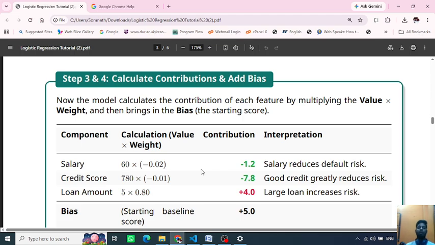Now step 3, calculate contribution and add bias. How? The model calculates the contribution of each feature by multiplying the value and the respective weight, and then brings in the bias. Here we are doing steps 3 and 4.